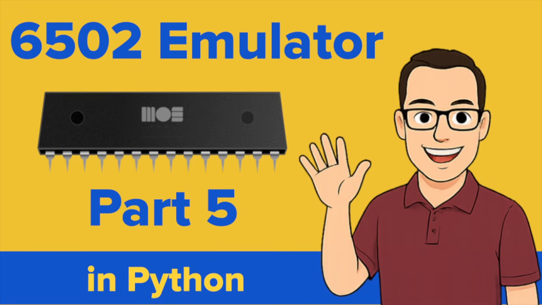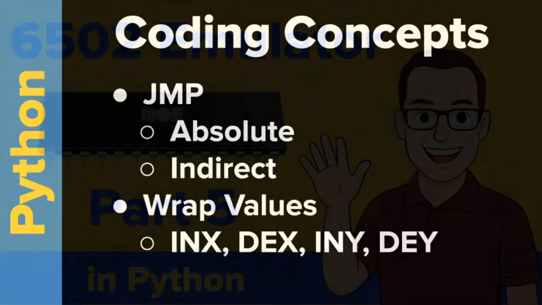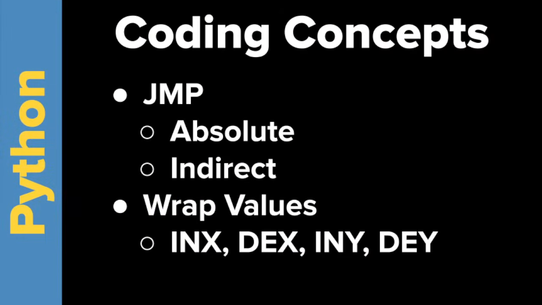That is me. In this installment, we're going to be taking a look at the jump command, which allows us to jump to another section of the code. This is what gives us the ability to make a loop, so we're going to do a simple loop. There's two addressing modes for this, absolute, which we've already done, and another one called indirect, which we'll try to implement today. And then we want to do something with wrapping the values.